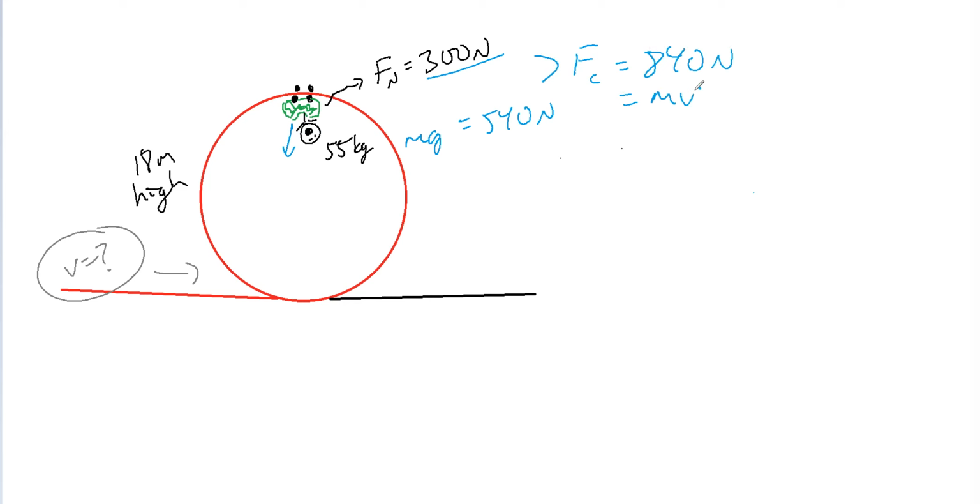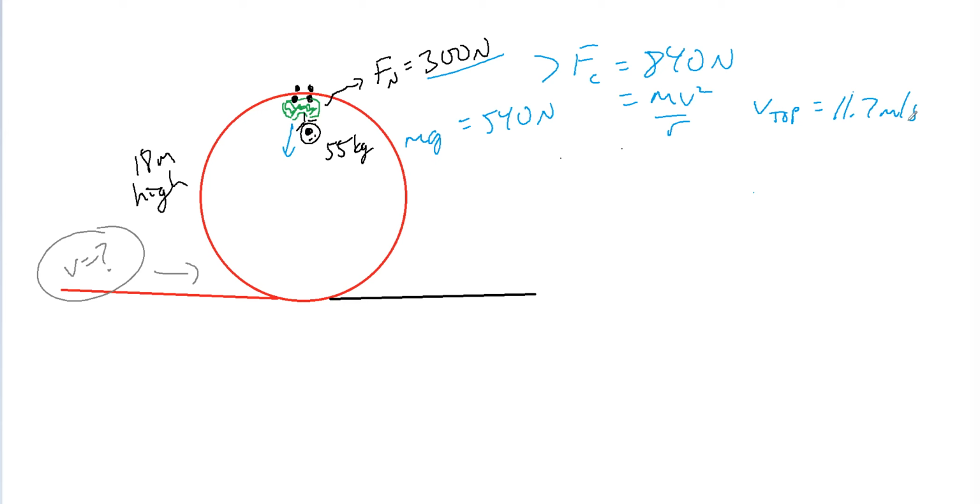And if I know the FC, that's going to be equal to mv squared over r. I can find out how fast he's going. I've got my FC, I've got my mass. The radius is going to be 9 meters, 18 meters high, so 9 meter radius. I can find the speed at the top. So I'll take that 840 and solve for it using mv squared over r and get the speed at the top of the loop. And that gives me about 11.7 meters per second. So just make sure you use the 9 meters as the radius, not the 18.